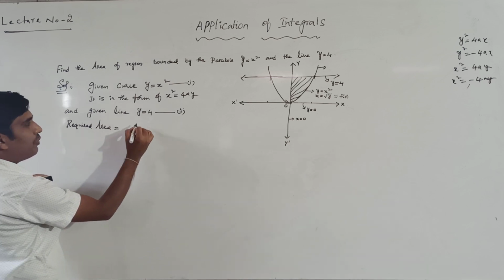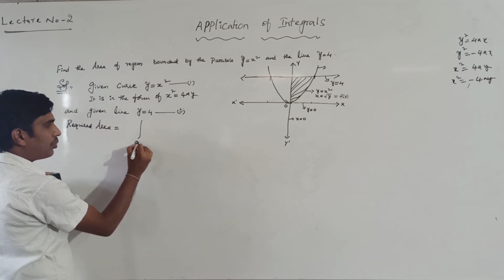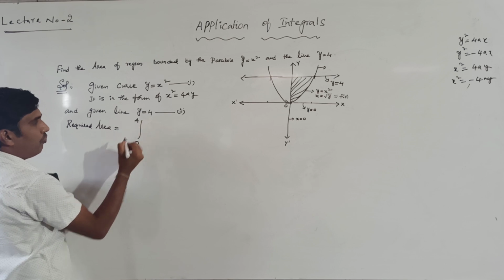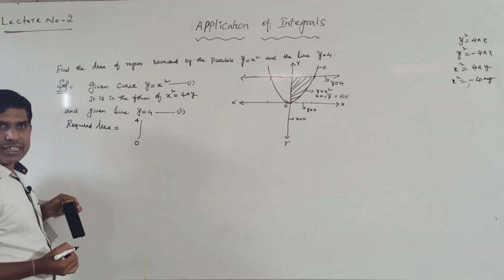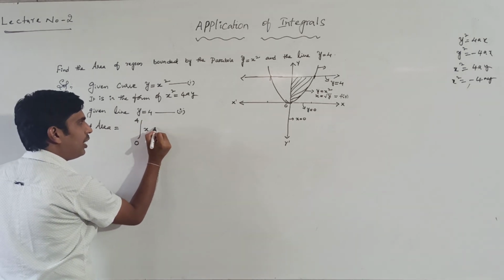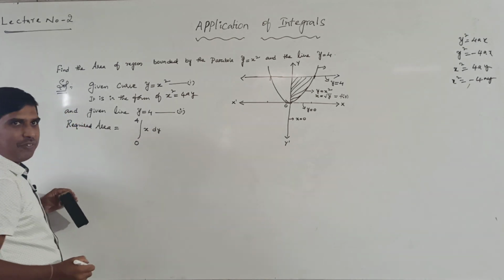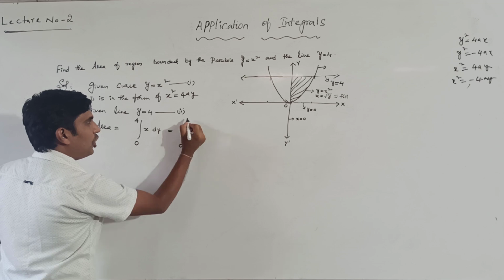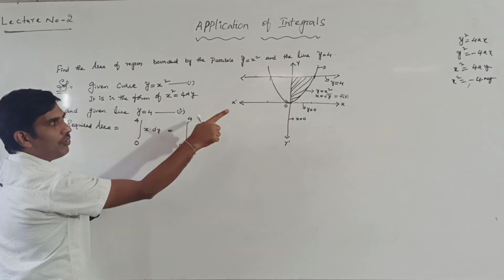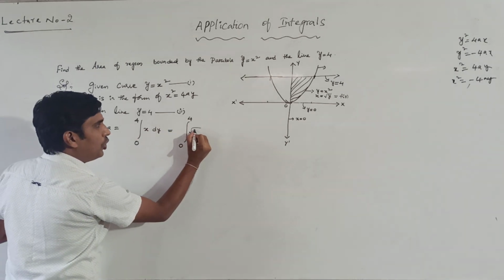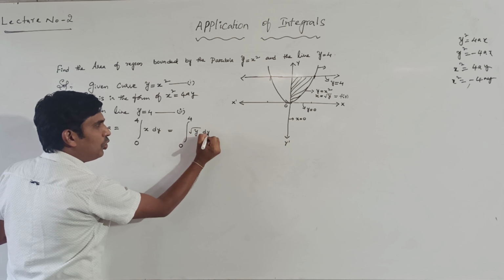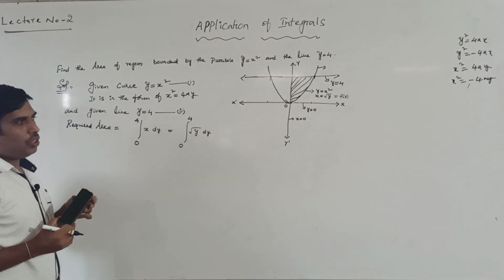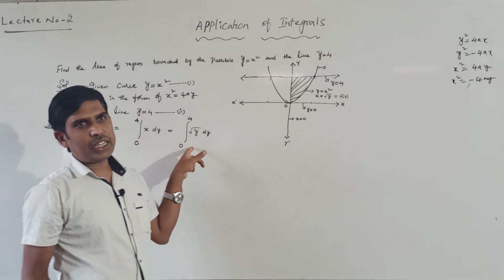So what are the limits we have to take? Integral 0 to 4. Y limits taken, right? So what is the formula here? x dy. So integral 0 to 4 x. What is x? Nothing but root y, into dy. So if you evaluate this one, what will we get?